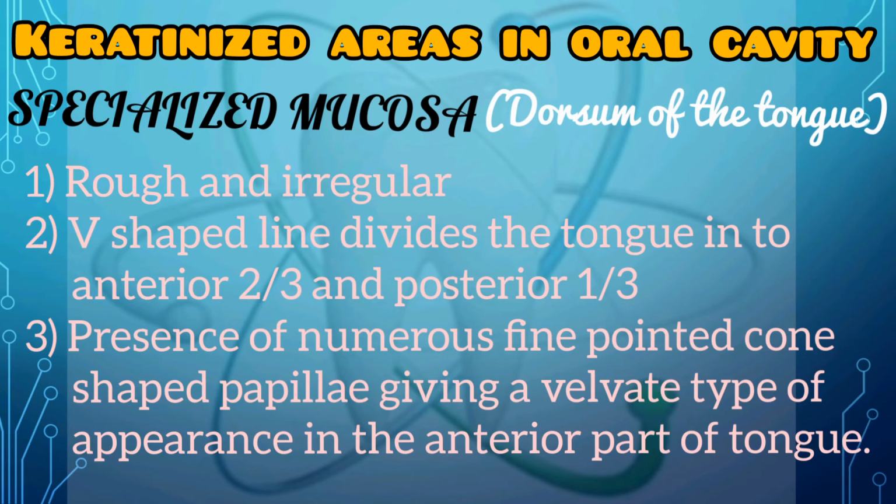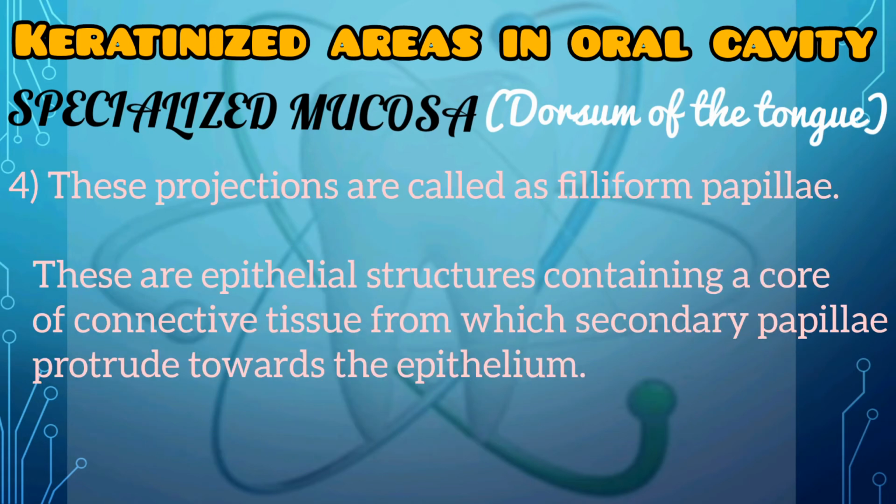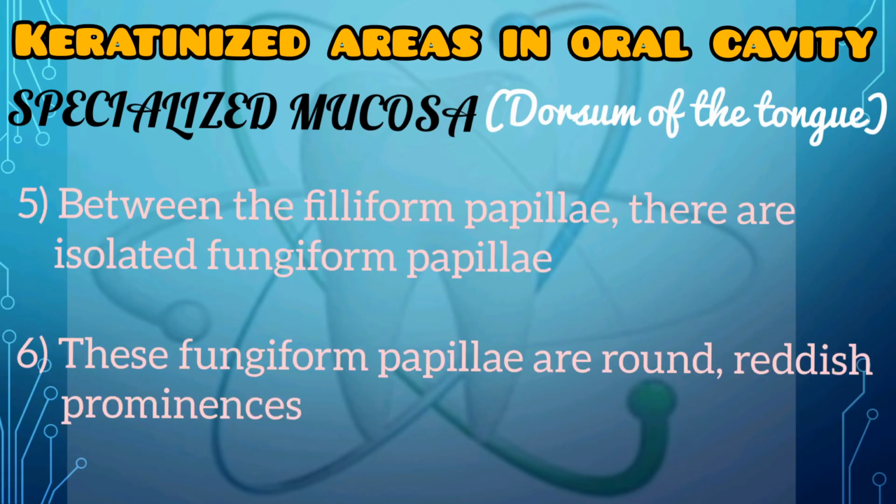The superior surface of the tongue is rough and irregular. A V-shaped line divides it into an anterior part or body and a posterior part or the base. On the anterior part, there are numerous fine pointed cone-shaped papillae that give it a velvet-like appearance. These projections, the filiform papillae, are epithelial structures containing a core of connective tissue from which secondary papillae protrude towards the epithelium. Between the filiform papillae, there are isolated fungiform papillae. These are round, reddish prominences.